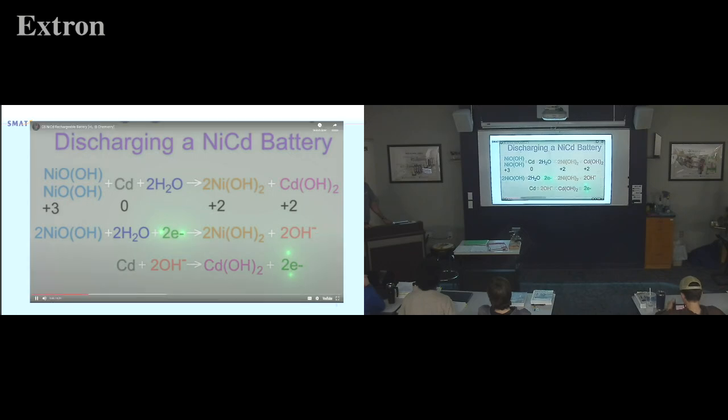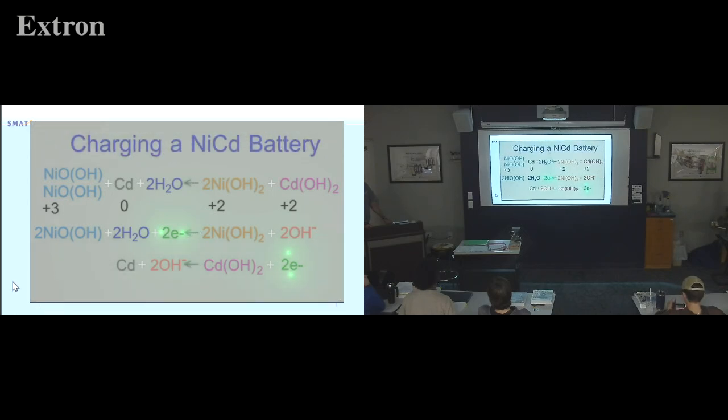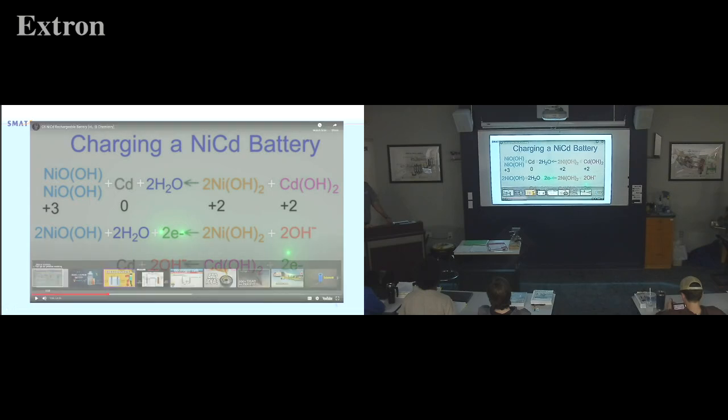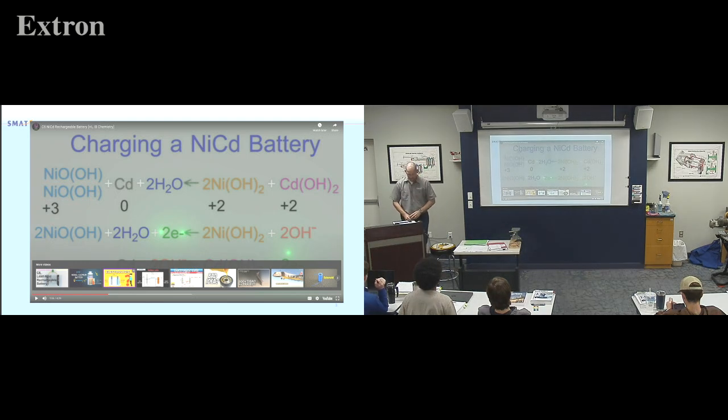So on the charging cycle, you just have to reverse those equations. And now electrons go from the nickel 2 hydroxide to the cadmium hydroxide as your battery is charging. Yeah, so on the one hand you're like, what are you even showing us? And I'm like, yeah, I'm not going to get that. So long story short, when you're charging you go one way and it throws off 2 electrons. When you're using the power, it goes the other way.